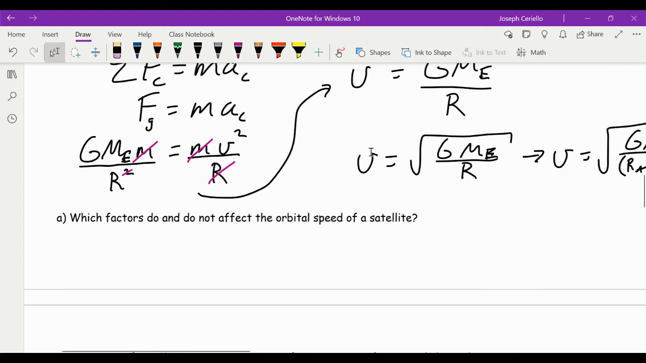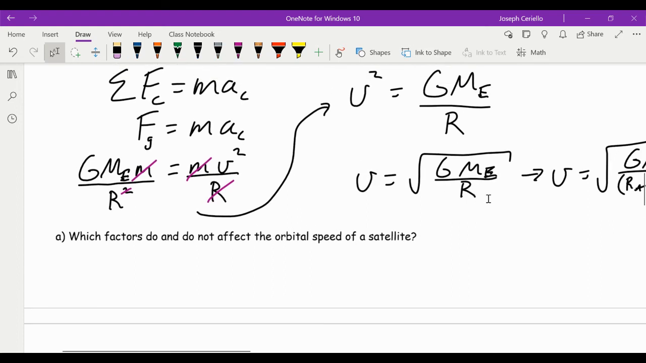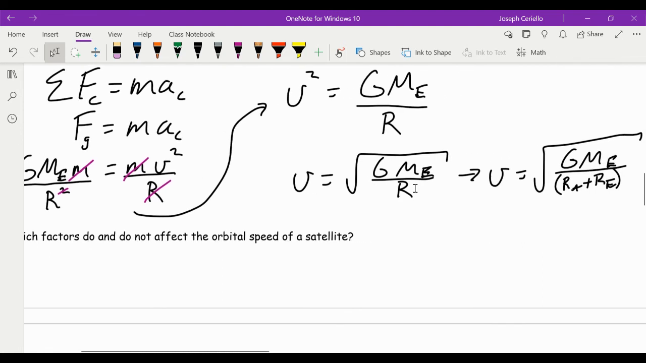So you don't have to be going quite as fast if you're farther away. Because if you think about it, if you're farther away, the force of gravity is smaller. Therefore, you don't have to be going as fast to keep missing the Earth.